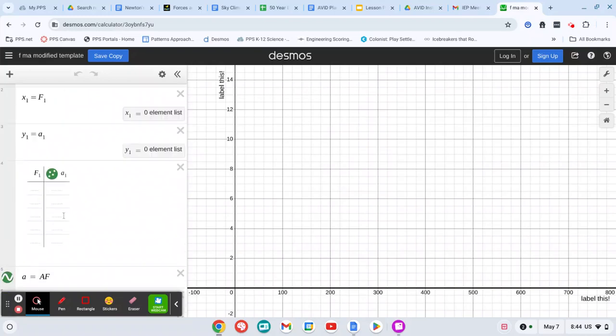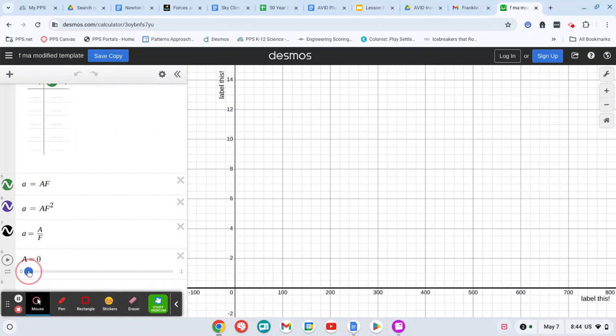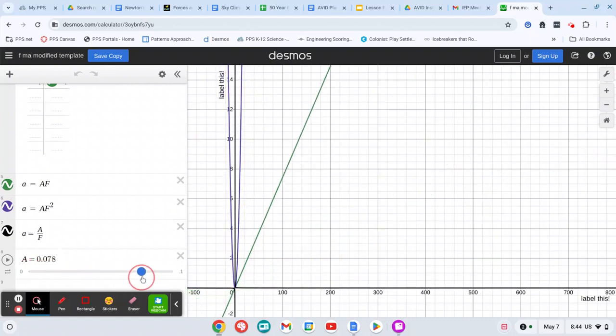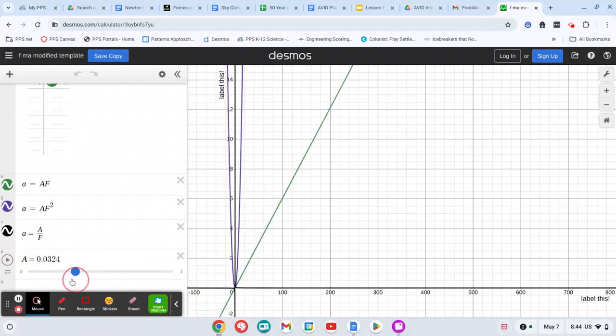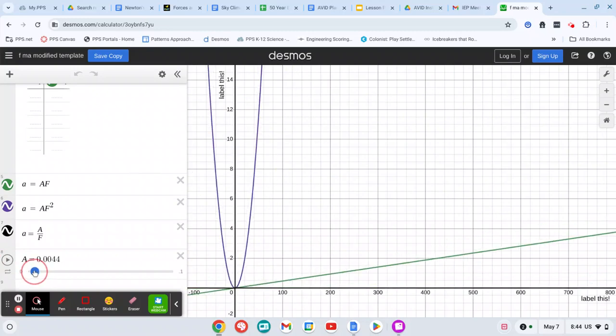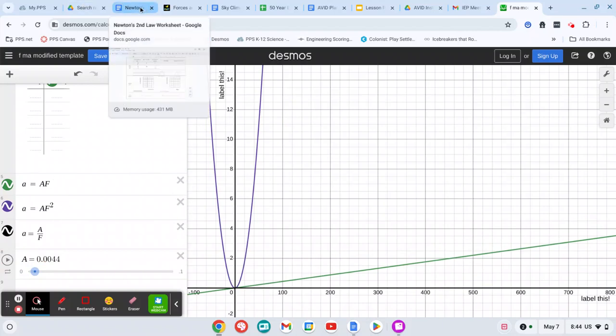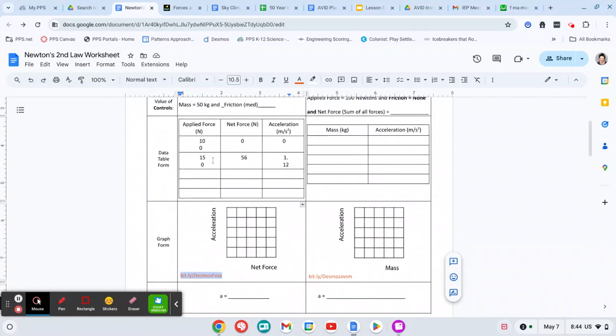So I'll go ahead and put in my data. And then once I have my data, I'll be able to move this slider along until I find a line that goes through my data. That's going to help me determine what the relationship is, because whichever line goes through, I'll be able to delete out the other lines, and that'll tell me my relationship, and that'll tell me exactly what I'm supposed to write right here.